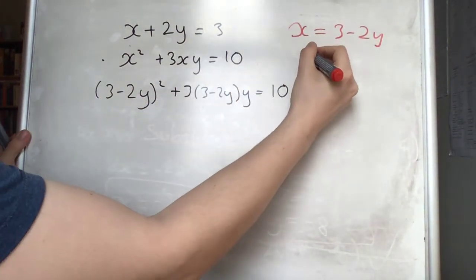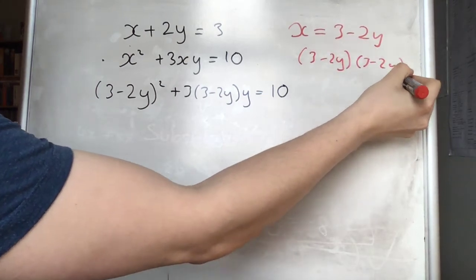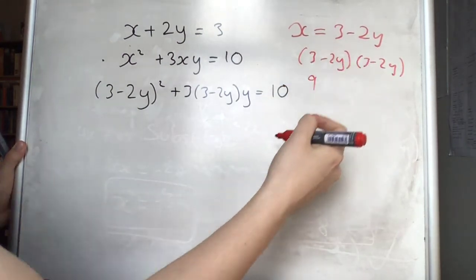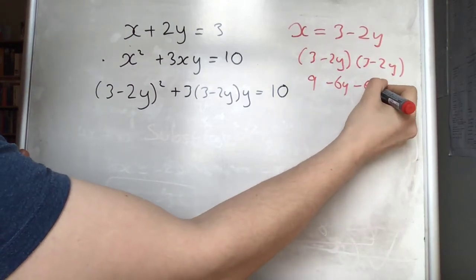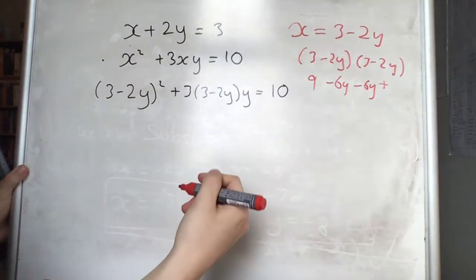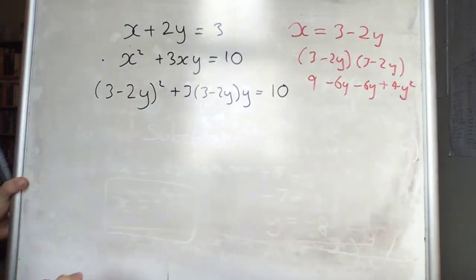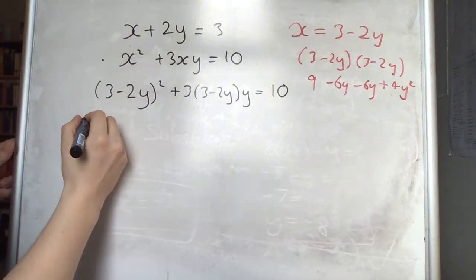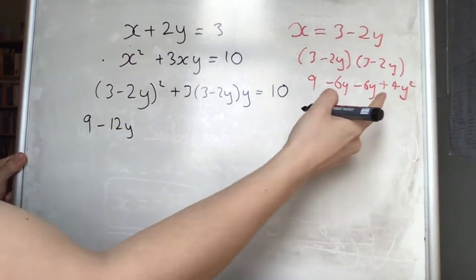So (3 minus 2y) squared is the same as going (3 minus 2y)(3 minus 2y). And we've got 3 times 3 is 9. 3 times minus 2y is minus 6y, and again minus 6y. And minus 2y times minus 2y is positive because we're multiplying two negatives. 2 times 2 is 4, y times y is y squared. So let's first of all write that out. We've got 9 minus 12y plus 4y squared.